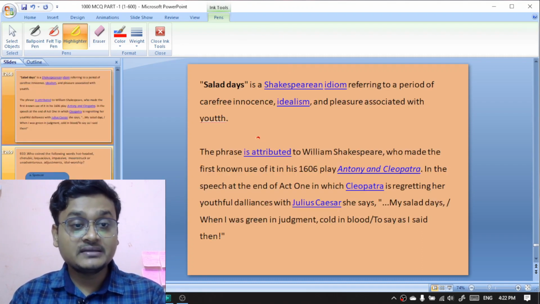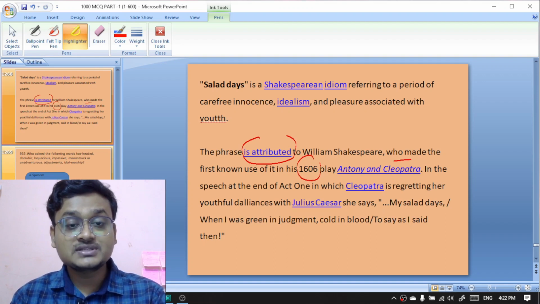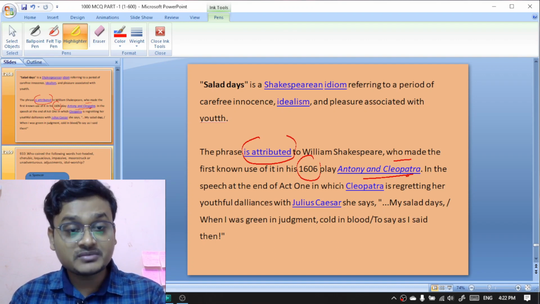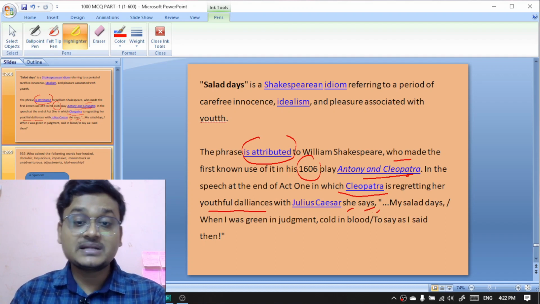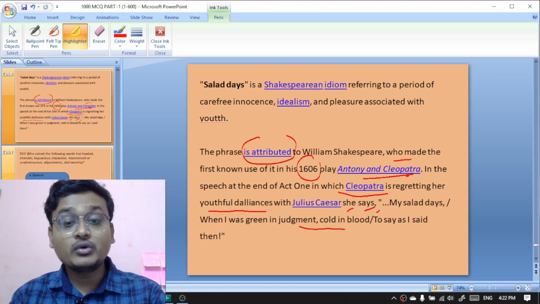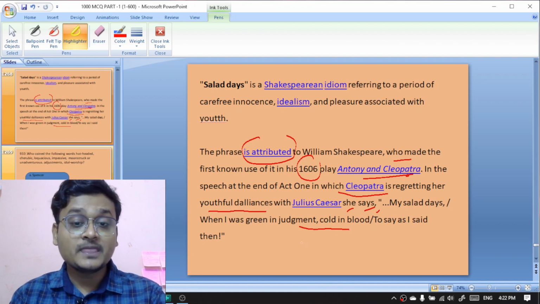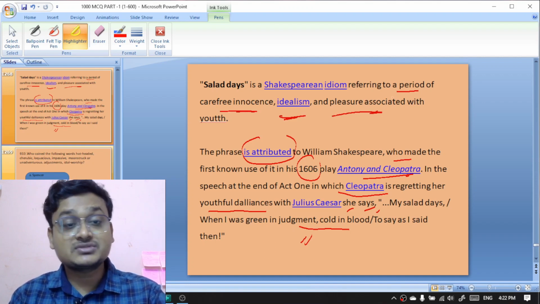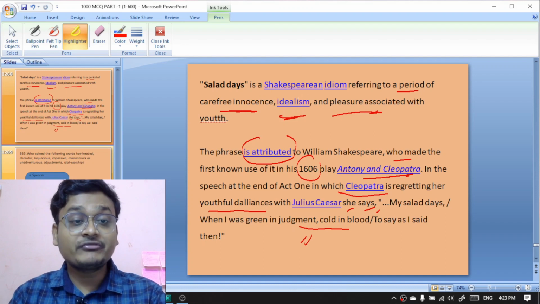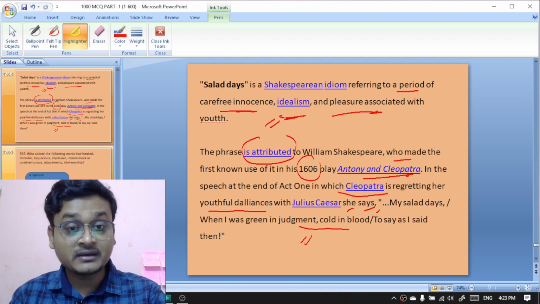Salad days is a phrase attributed to William Shakespeare, who made the first known use of it in 1606 in the play Antony and Cleopatra, in the speech at the end of Act 1, in which Cleopatra is regretting her youthful dalliances with Julius Caesar, and she says, "My salad days, when I was green in judgment, cold in blood, to say as I said then." So it refers to a period of carefree innocence, idealism, and pleasure associated with youth.